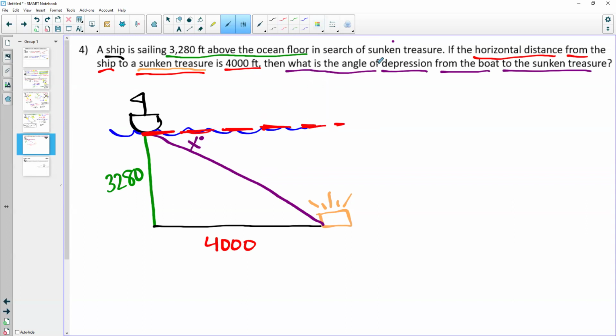Okay. Remember, angles of depression is formed with a horizontal line and a downward line of sight. But based off of what we said earlier, our angle of depression is congruent to the angle of elevation from the opposite point.